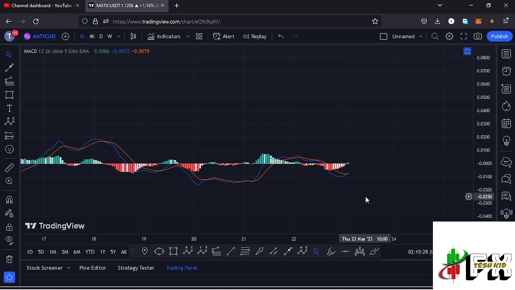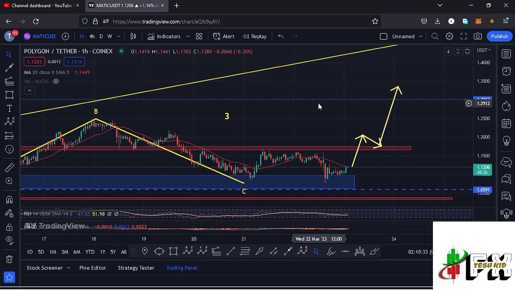So that is what I'm expecting here on the short-term scenarios, and let's be patient and see how that plays out, and I'll be keeping you updated.